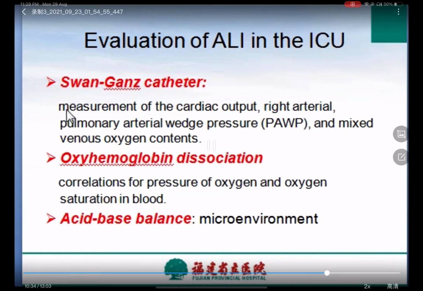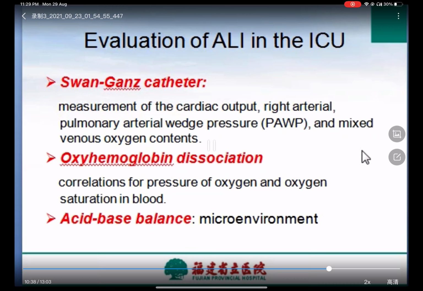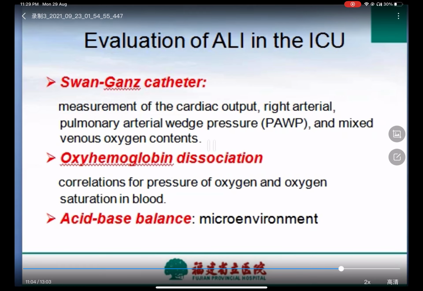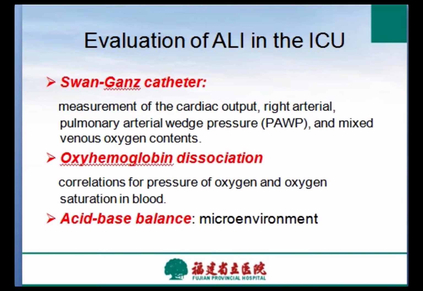And the Swan-Ganz catheter can be used for the measurement of the cardiac output, right atrial pressure, pulmonary arterial wedge pressure, and the mixed venous oxygen content. Another indicator is oxyhemoglobin dissociation, which can reflect the correlation between the pressure of oxygen and the oxygen saturation in blood. And the last indicator is acid-base balance, which can reflect the microenvironment.